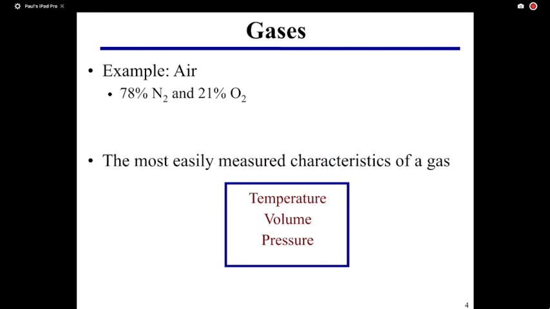Volume. How do I measure the volume of a gas? You put the gas in a container. You know the container's volume. Okay? And so that defines what the volume is. And for pressure, we will use a pressure gauge of some sort to measure it. So those are three things that we can measure very easily about a gas, and we take lots and lots of measurements of temperature, volume, and pressure.